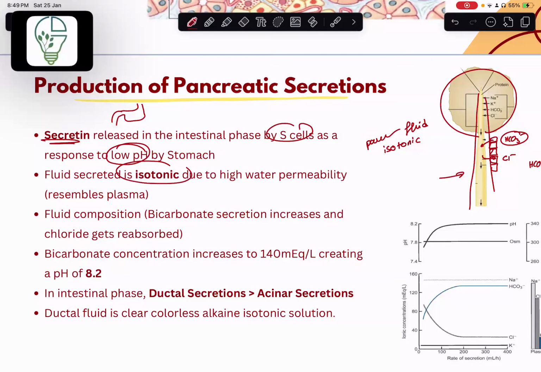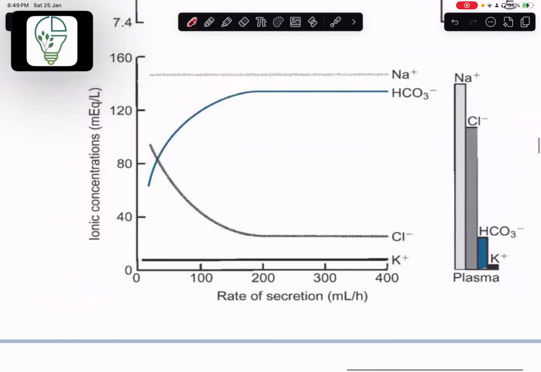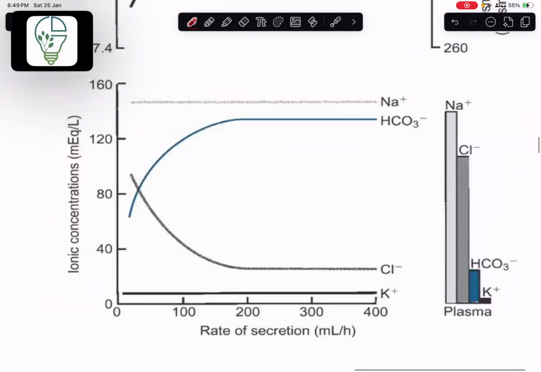So to produce the best effect by pancreatic fluid and enzymes, we need an alkaline environment. Fluid secreted is isotonic due to the high water permeability. We have talked about that. The fluid composition: bicarbonate secretion increases and the chloride gets reabsorbed. In this graph, we can see as secretin is produced, the rate of secretion increases, going from almost 100 milliliters per hour up to 400, a 4 times increase.